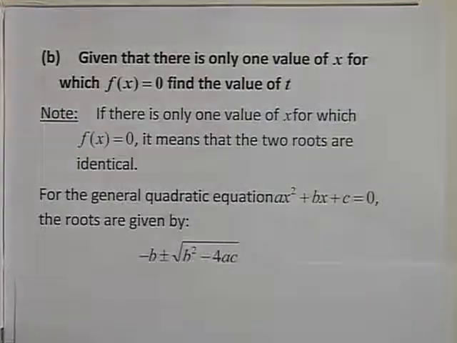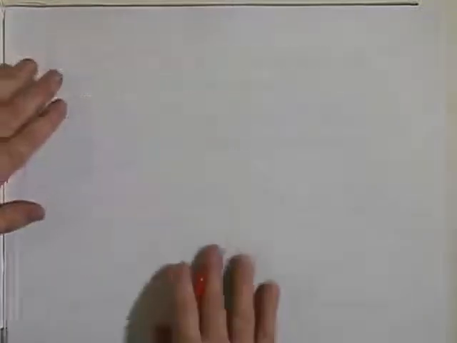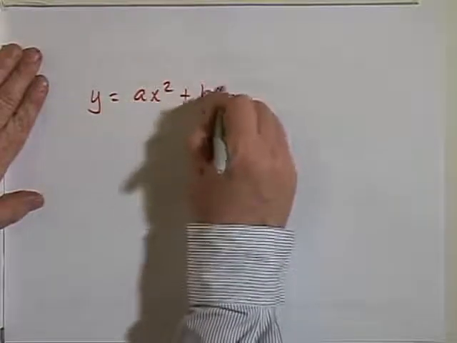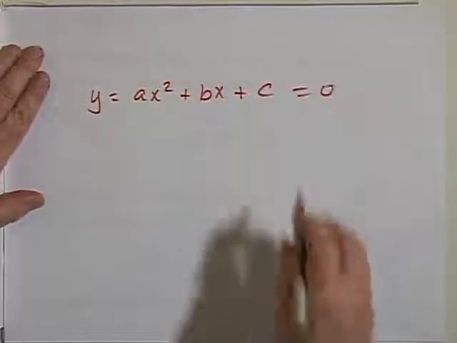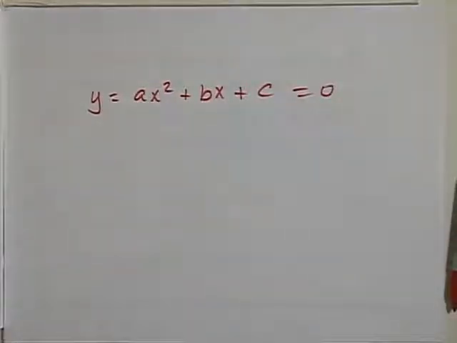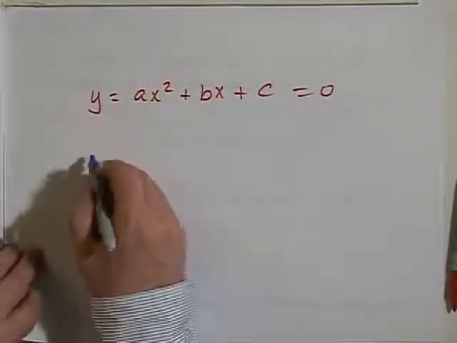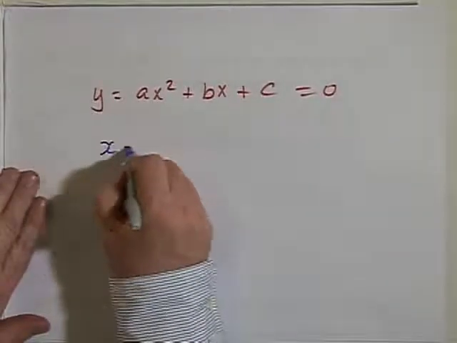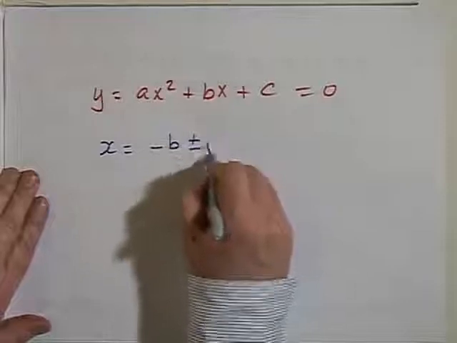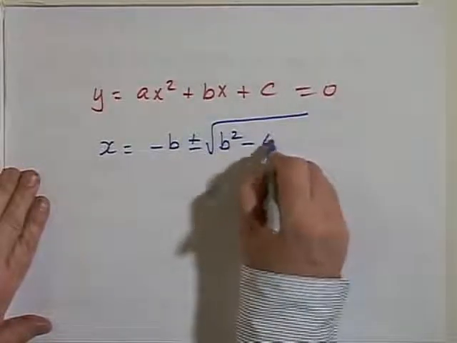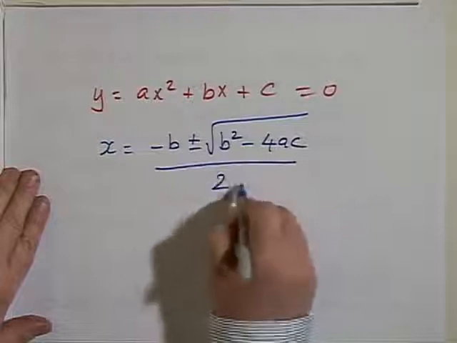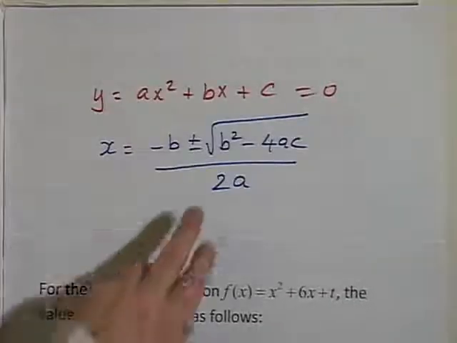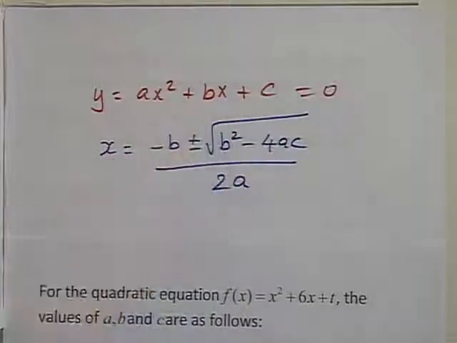We have an expression that says y equals ax squared plus bx plus c, set equal to 0. This is in your formulae tables, and it says the roots of this equation, where it is equal to 0, are x equals minus b plus or minus the square root of b squared minus 4ac, all over 2a. The important thing to do is to remember the signs involved.